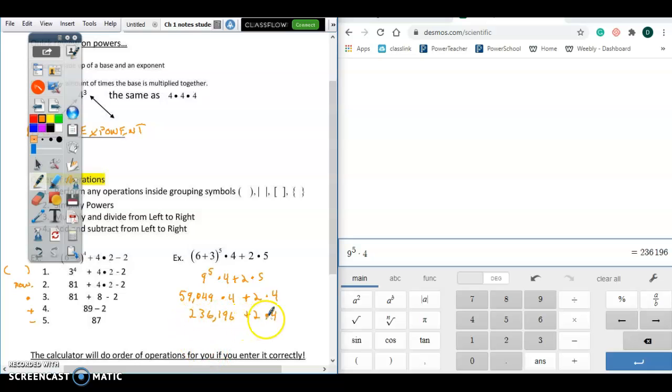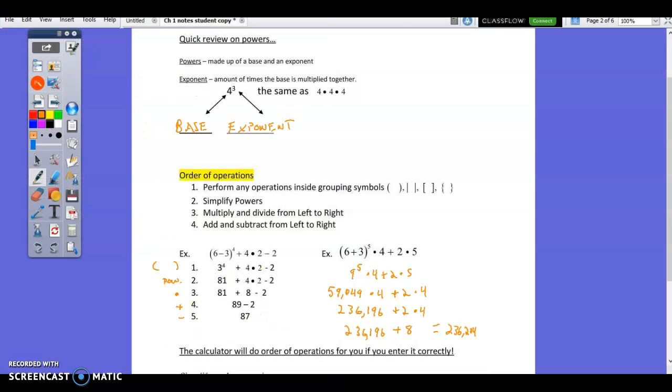So we have this plus 2 times 4. We're not going to do this plus 2. We're going to do the 2 times 4, which would be 8, plus 236,196. All right, so we add 8 to that. So over here, I am just going to put a plus 8 since I already have it up here. Plus 8, and that increases it by 8 for us. So we have 236,204. All right, so I showed you a way to do this the long way.